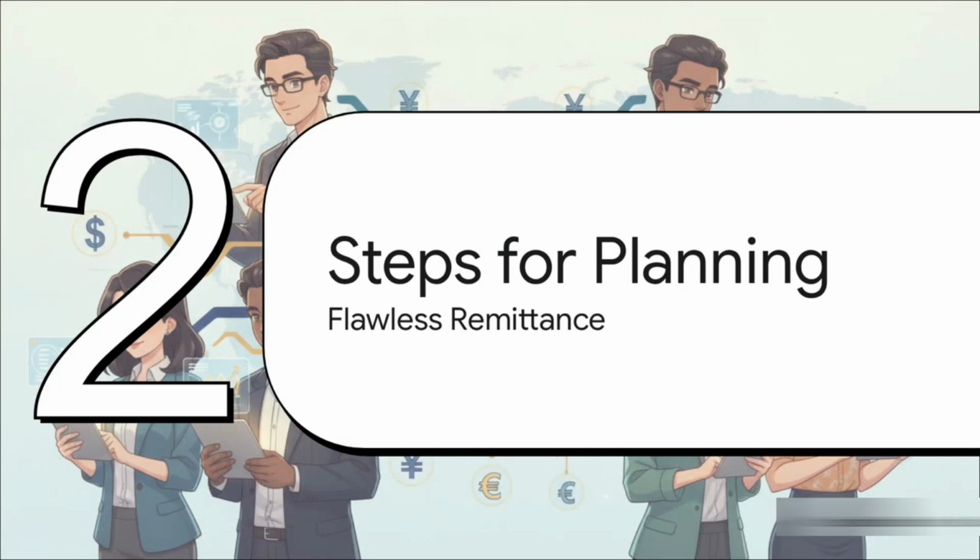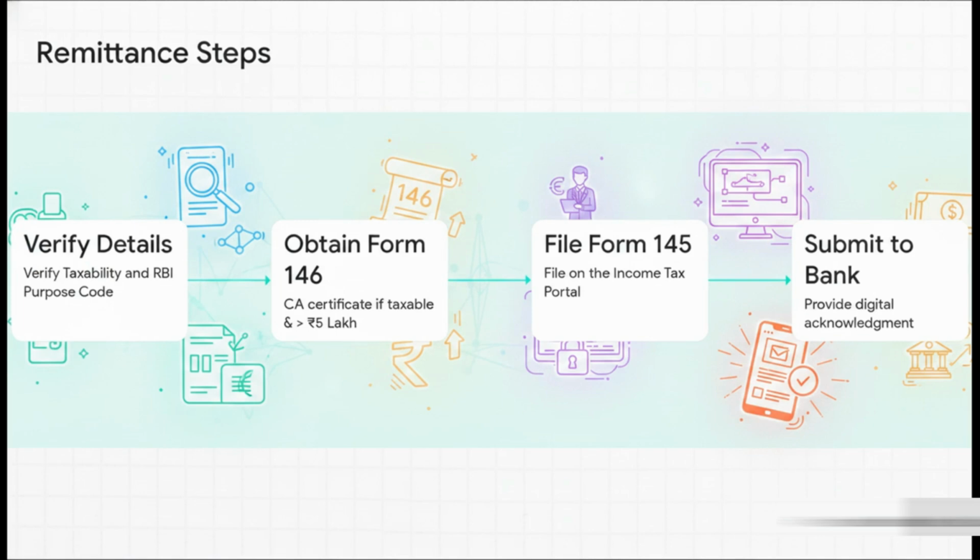Steps for proper planning: flawless remittance in 4 steps. All right, we've covered the forms, the thresholds, the digital upgrades, and the exemptions. The whole shebang. Let's map out the chronological order of operations so your next transfer clears without a single hitch. Here is your blueprint for a flawless remittance under the 2026 rules. Step 1. Identify the exact RBI purpose code from those 65+ categories and verify if the transfer is taxable. Step 2. If it is taxable in over 5 lakhs, hire a CA to generate Form 146 and its associated UDIN.